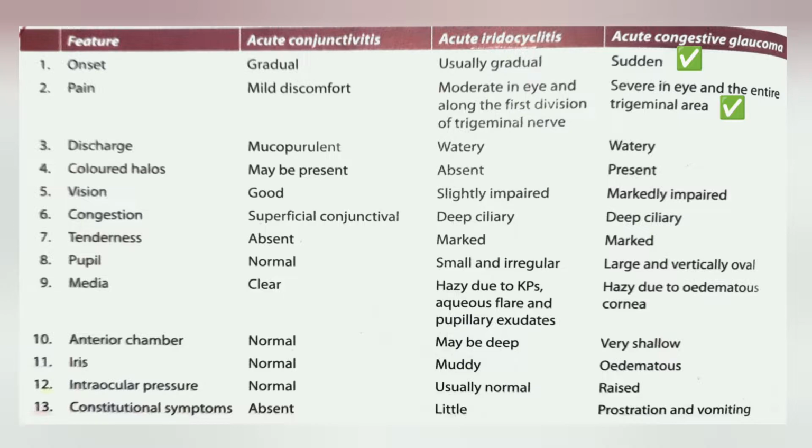Talking about the discharge, acute conjunctivitis is due to bacterial infection. Therefore, there is mucopurulent discharge. Whereas in iridocyclitis and glaucoma, there is watery discharge. Colored halos are seen in conjunctivitis due to the prismatic effect of mucus, whereas it is absent in iridocyclitis, but is present in glaucoma due to the accumulation of fluid in the corneal epithelium.